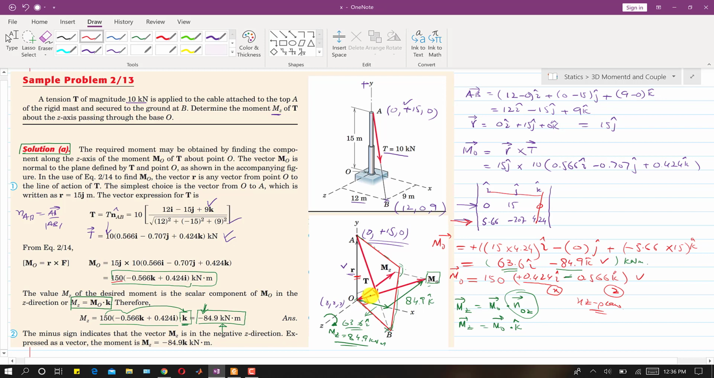We can say that this moment about O will always be perpendicular to both the vectors R and F, right? So if this is R and this is T, we can draw the moment like this as well. If I draw a moment vector on top of this and move it to this point, this moment will be perpendicular to this T vector as well as that R vector. So this moment about O is perpendicular to both the R vector and the T vector.